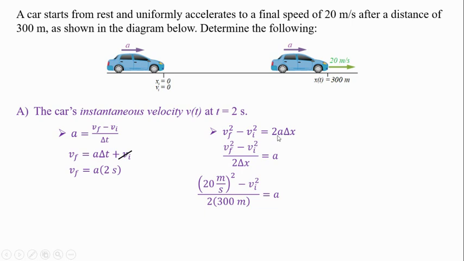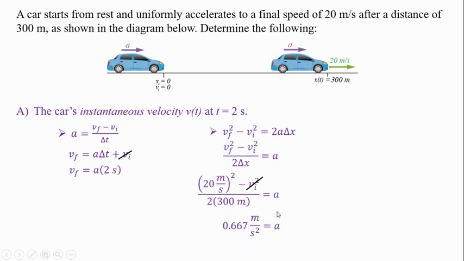To solve for a, we simply divide both sides by 2 and delta x together. And then here, in this step, I substituted the vf, which is 20, given in the problem and in the diagram. Vi, I'll just cross out because vi starts at 0. Here, delta x is 300 because by the time it reaches a speed of 20 meters per second, it has covered a distance of 300 meters. In this case, distance and displacement are the same magnitude because the diagram is just going to the right. So delta x is simply 300 meters, just the magnitude.